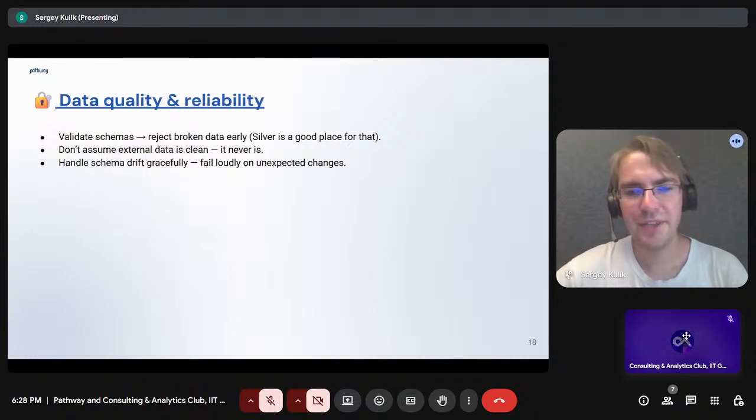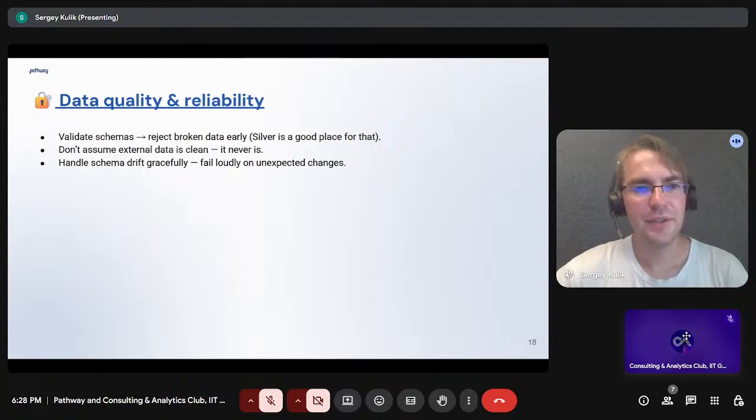Don't assume that external data is clean, as in the example with engineers who want to fix the backend database and change some data in it to ensure invariance. There is always some way to spoil your data, so never assume your data is clean, even if you take it from another team within the organization.